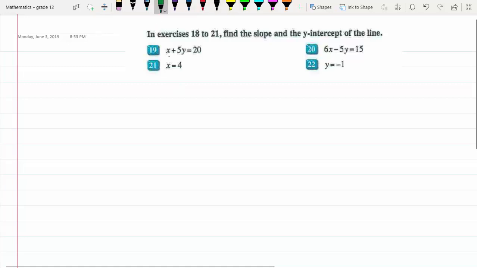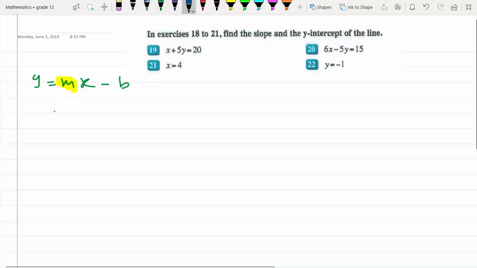To solve these questions, what do we have? The question asks about finding the slope and the y-intercept for each line. To find the slope from an equation, we need to remember this rule: y is equal to mx plus b, and the m is the slope. We need to rewrite this equation in this form. Then the number in front of x, the coefficient of x, will be the slope.